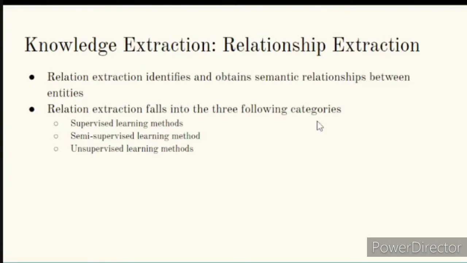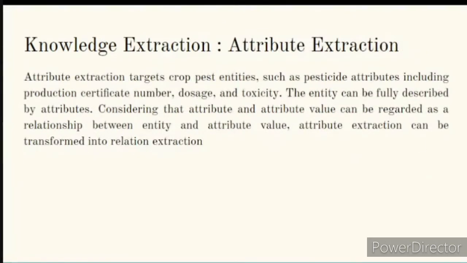The next thing that we want to discuss is attribute extraction. Attribute extraction targets crop and pest entities, such as pesticide attributes, including production, certificate number, dosage, and toxicity. The entity can be fully described by attributes, considering that an attribute value can be regarded as a relationship between entity and attribute value. Attribute extraction can be transformed into relation extraction too. And that's all for our knowledge extraction.